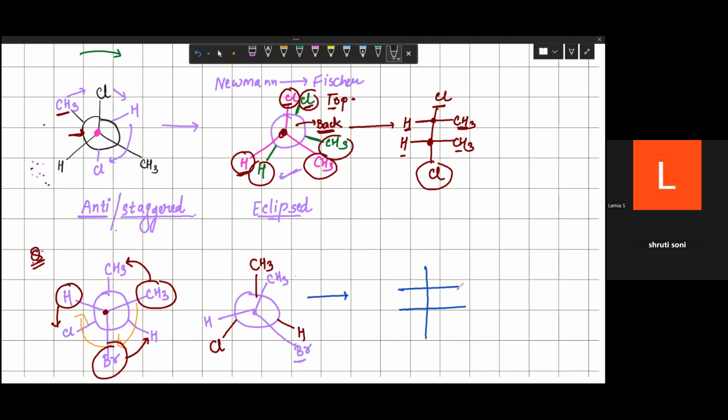Is it 60 or 45? Wait, how do we know how much to shift? I'm a little confused now. What do you mean? You only need to know that we need an eclipsed form to convert Newman into Fischer. Only eclipsed form. So from any eclipsed form, you can draw Fischer.